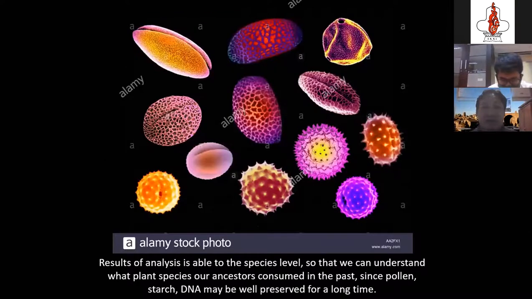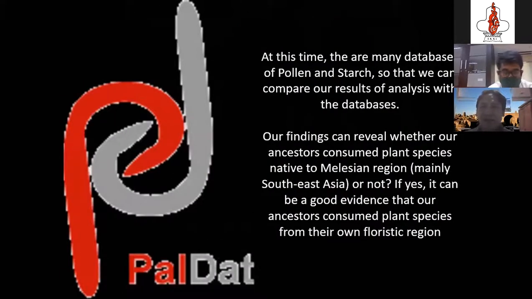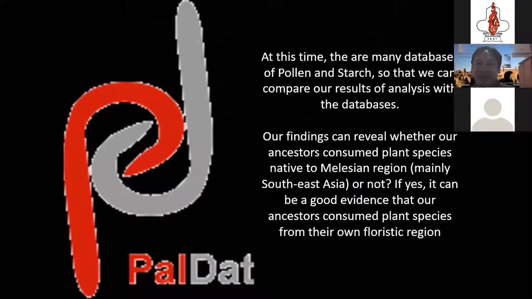And this is an example of palynology study, the pollen analysis. My colleagues told me that the result of the analysis is able to reach the species level, so that we can understand what plant species our ancestors consumed in the past. Since pollen, starch, and DNA may be well preserved for a long time, we can do study about these topics. And this is some database I took from Google. There is pollen data. At this time, there are many databases of pollen and starch, so that we can compare our result of analysis, if we do research, of course, to the database.